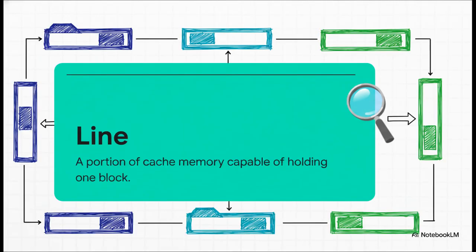Next, we've got the line. Once that folder gets to the ultra-fast cache desk, it gets placed into a very specific slot. That slot is called a line. It holds the data block itself, plus some necessary control information to keep things organized.